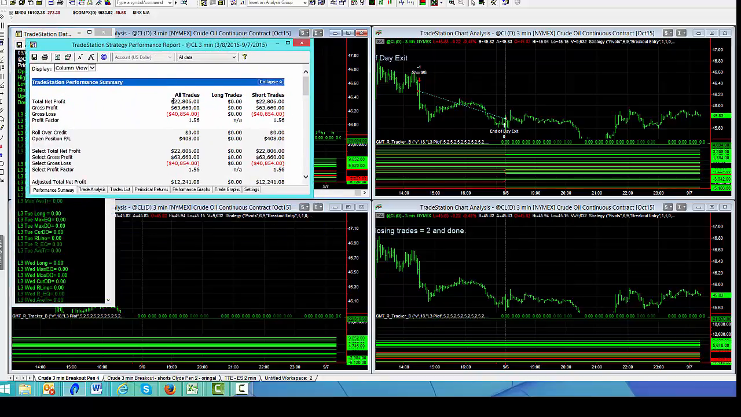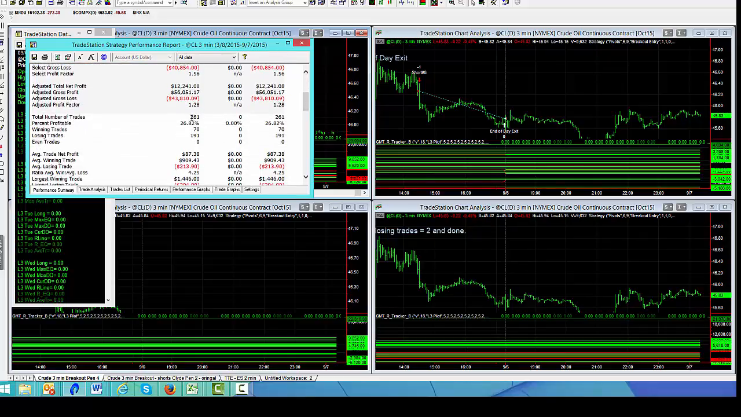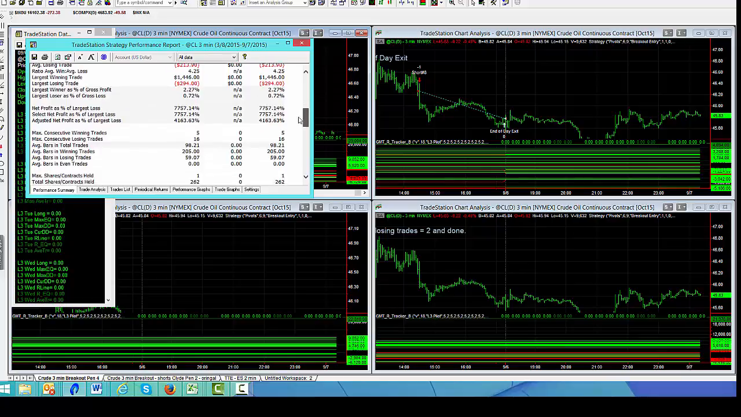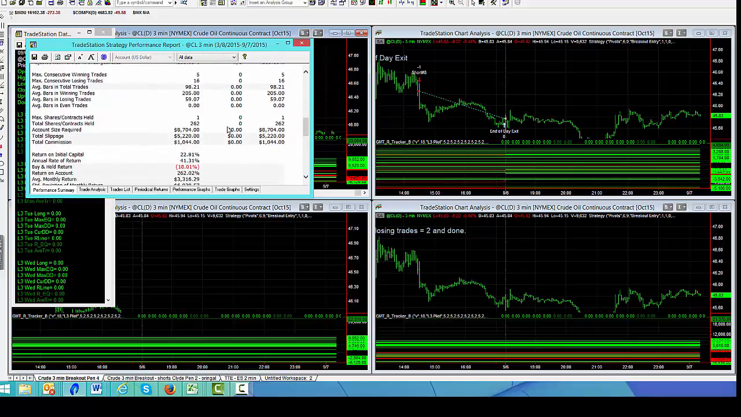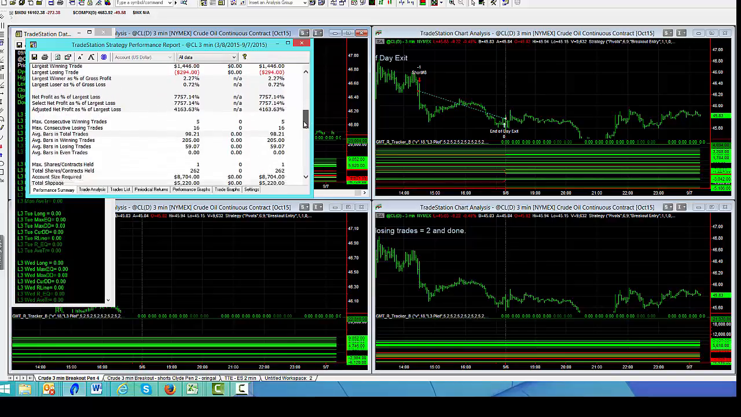As you can see here, over 6 months, this is on the short side. We know there's been a bias on crude to the short side. The profit is 22,886, so it's running well. The key though is it has 261 trades. The win rate is not great at 26.82, so we'd like to get an improvement there. The average trade net profit is pretty good at 87. I would like it to be higher, obviously, but we do have brokerage and slippage built into this system. Slippage is 5,220, and our total commissions are 1,044 for the 261 trades we've taken.